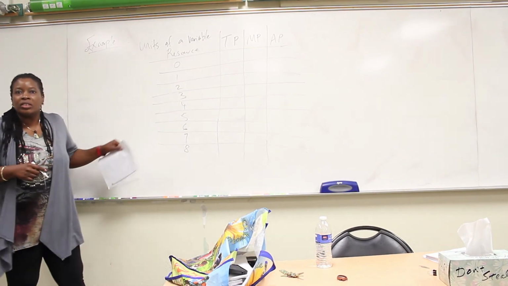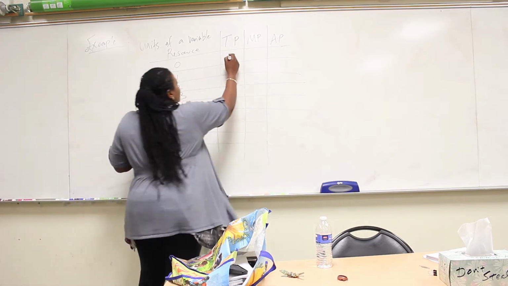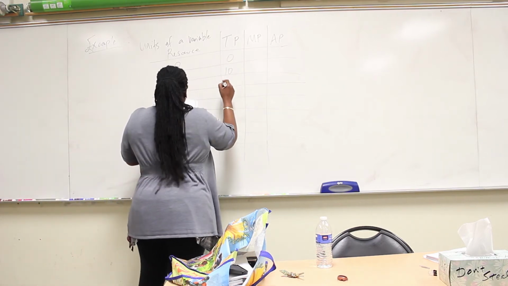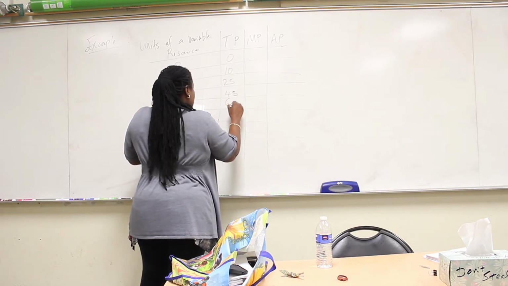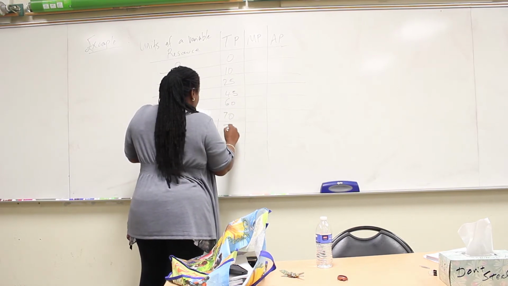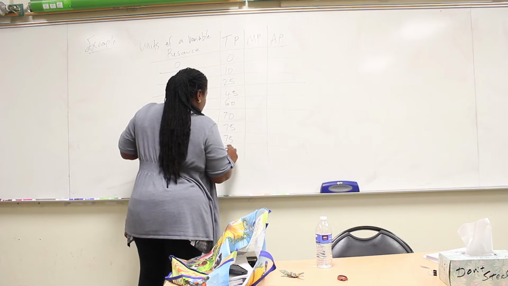So here's the units of the variable resource, and then I'm going to get the total product, the total amount of the good that we make. There we go.